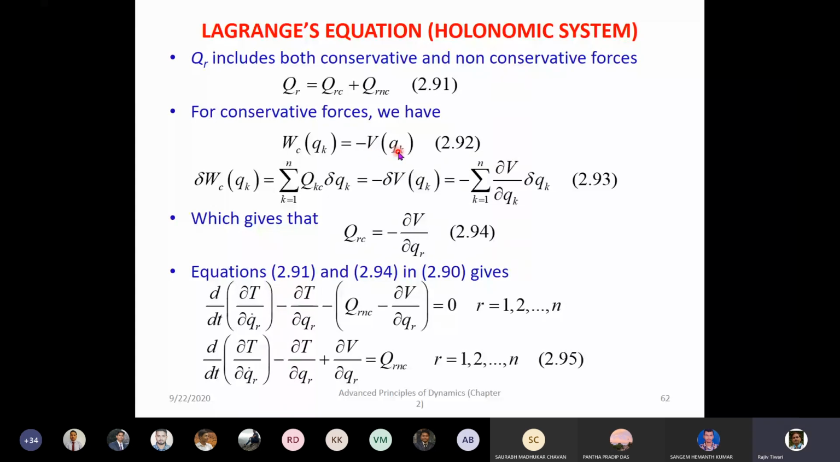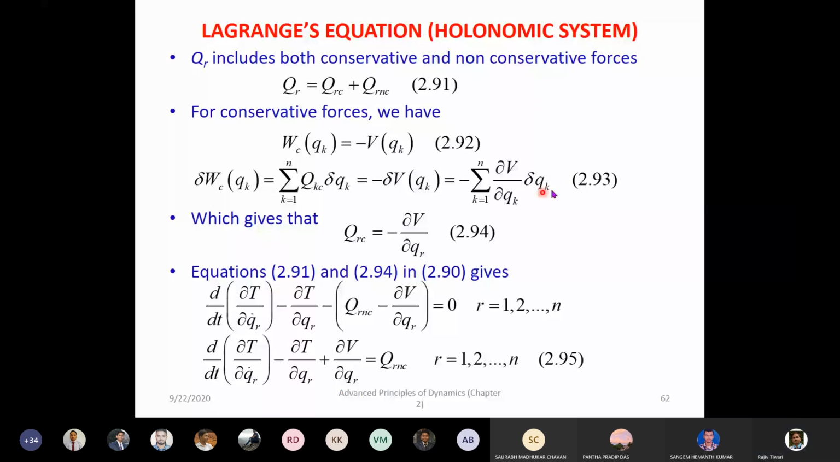This we already obtained. The work done in the conservative force field is equal to the negative of the variation of the potential energy, which we obtained earlier. If we take the variation of the potential energy, which depends on all the generalized coordinates, we get the variation like this. Here again, variation of time is not taken, only of the generalized coordinates.